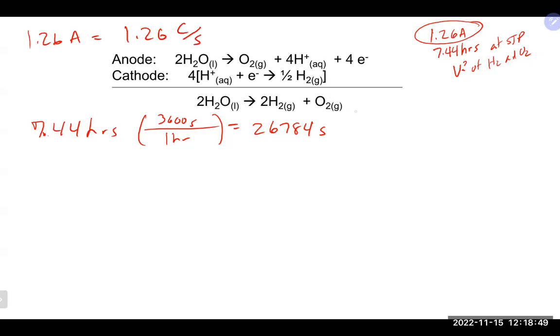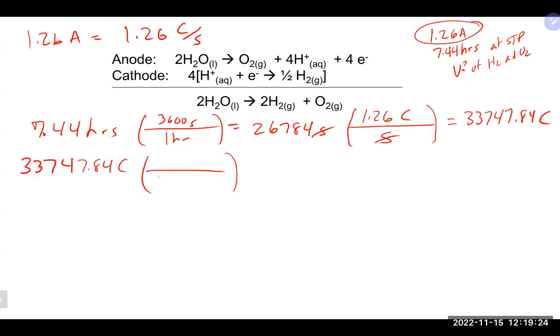That's important because we're then going to multiply it by the amperage, which is 1.26 coulombs per second. Our seconds will cancel. That's going to give us 33,747.84 coulombs. This is where we use Faraday's constant to get some moles of electrons, which is ultimately where we want to end up here.